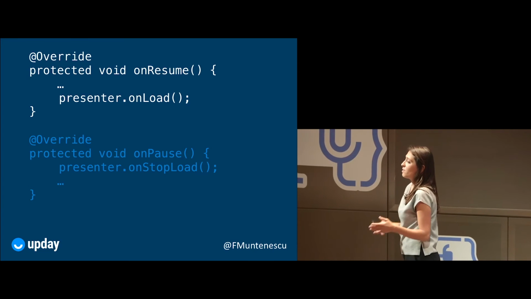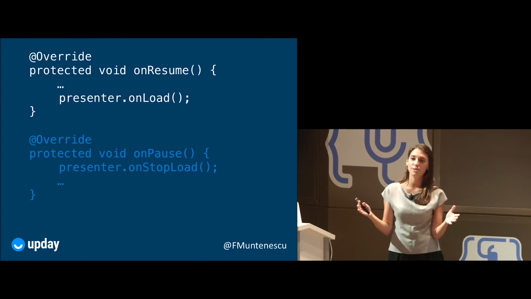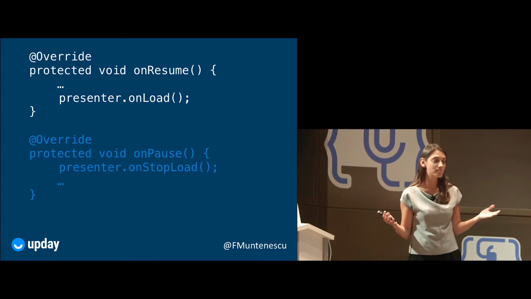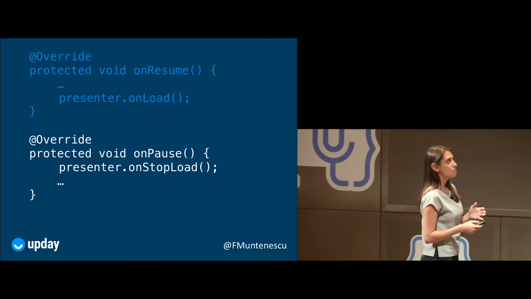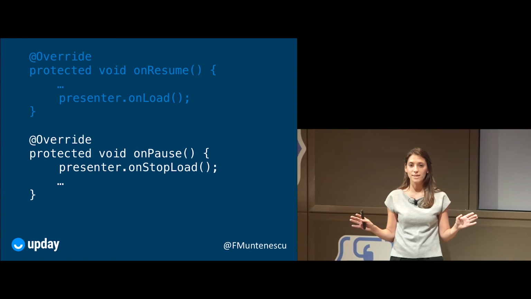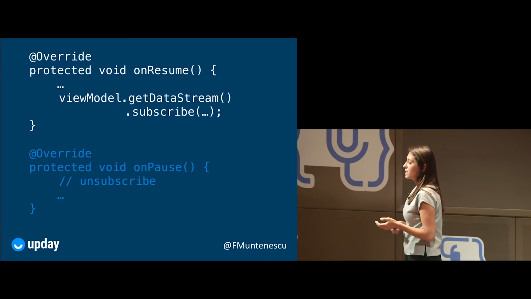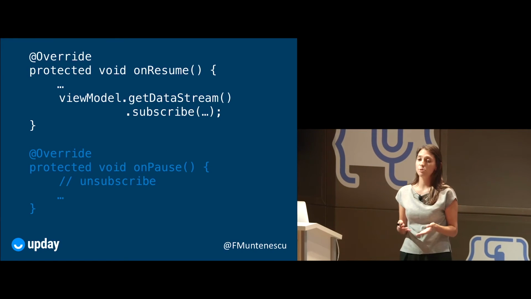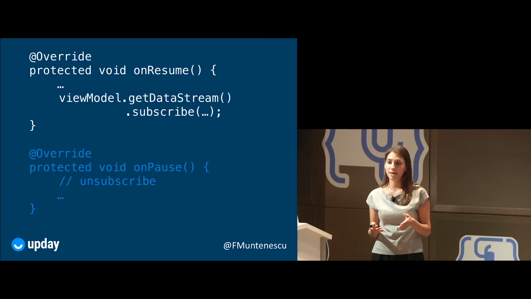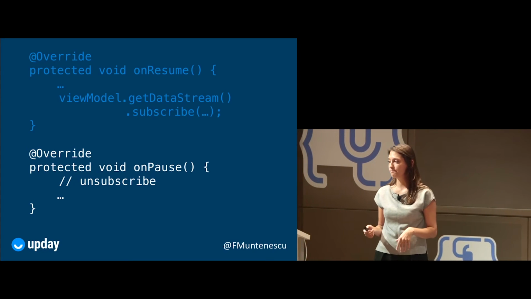onResume would be the place where the view says, OK, presenter, now I'm ready to load the data. And then onPause would be the place where the view tells the presenter, OK, I don't want to present anything else. That's it. I'm done. Similar in the MVVM pattern, onResume would be the place where we're subscribing to data, and then in onPause, where we are unsubscribing.